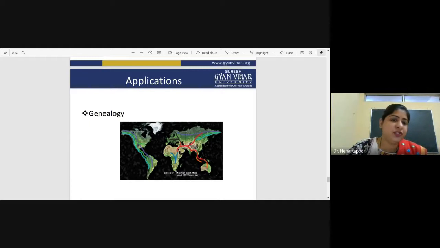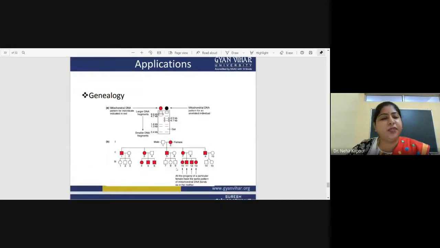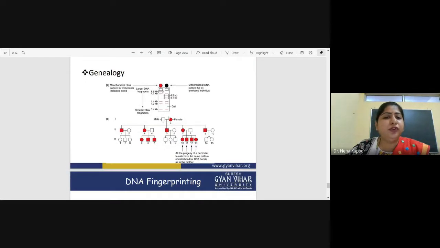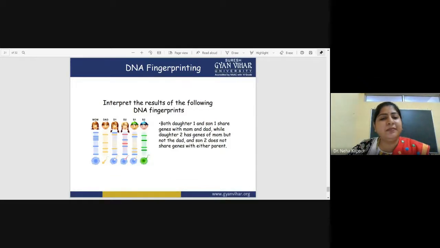In genealogy also it is of immense importance, as I told you. In case of any natural disaster or any kind of mishap, in that case also to ascertain the identity of victims or persons, the DNA fingerprinting technique is used. And you can detect whether a particular disease is more prevalent in a particular kind of individuals, or is specific to a particular geographical location. So we can simply go on with detection.